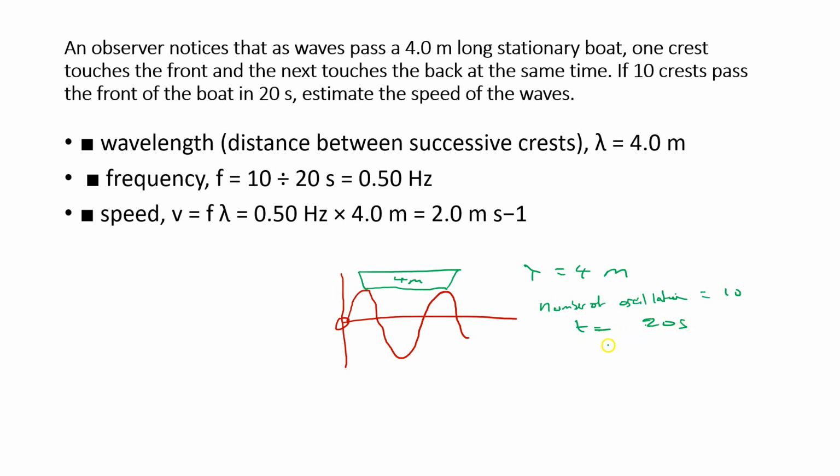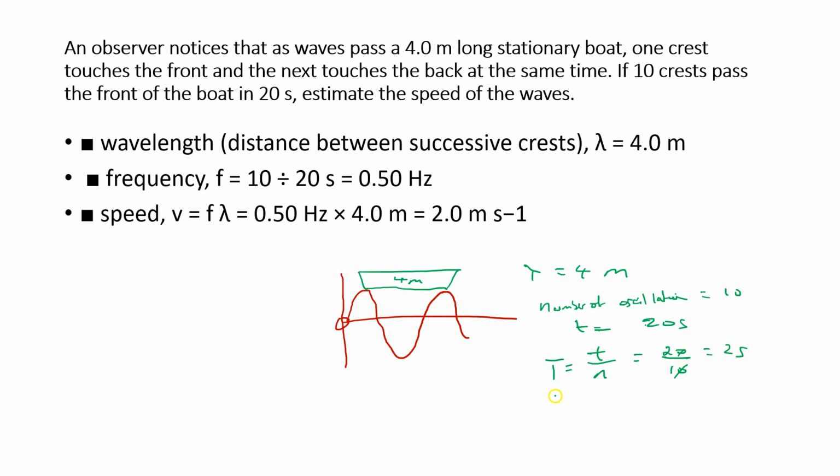We could simply find out several things here, right? We could find out the frequency, or we could also find out the period. We know period is equal to the time taken divided by n. Time taken is 20 seconds divided by the number of oscillations. This tells us that our time period is going to be 2 seconds. So to complete one wave cycle, that would be 2 seconds.